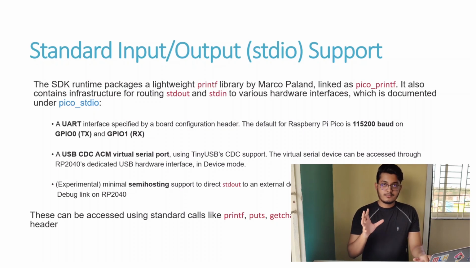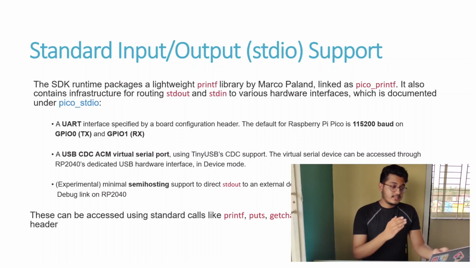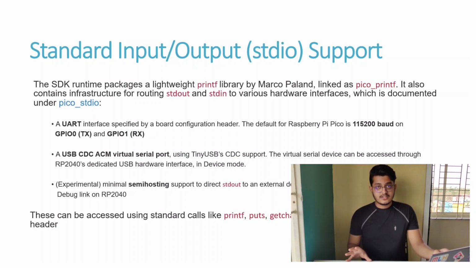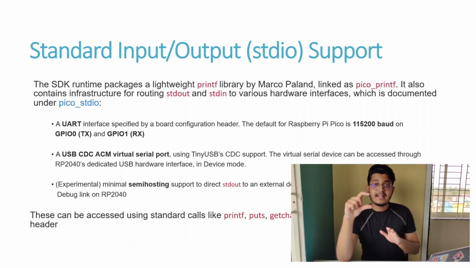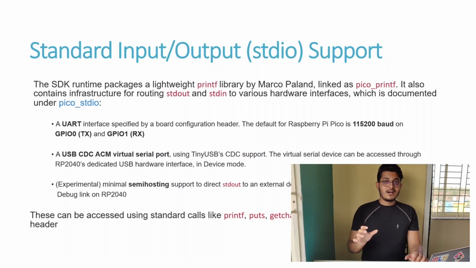The standard input output support for Pico is designed such that the SDK runtime packages a lightweight printf library linked as pico_printf. Alright, leaving all the technicalities out of the way, the most important point to consider here is that if we do not provide any additional command in the CMake right now, the serial output given by the Pico will be directed towards the default UART pins of the Raspberry Pi Pico, which are GPIO 0 and 1, the TX and RX pins respectively. If we want to direct this output toward the USB port of the Raspberry Pi Pico, we need to provide a specific command for that.